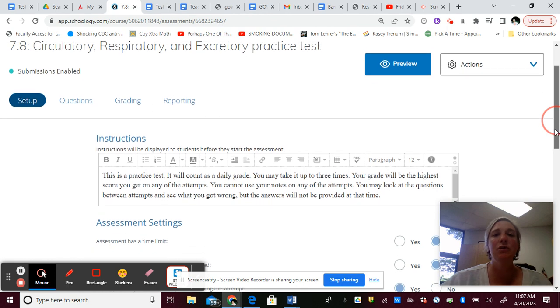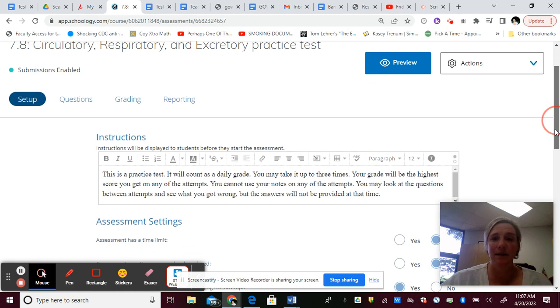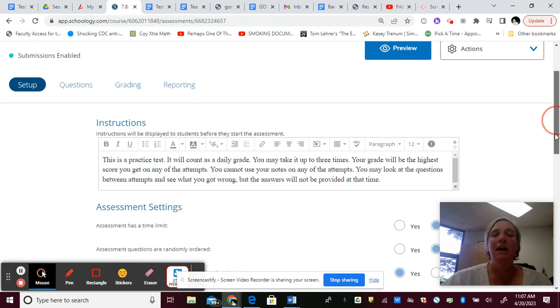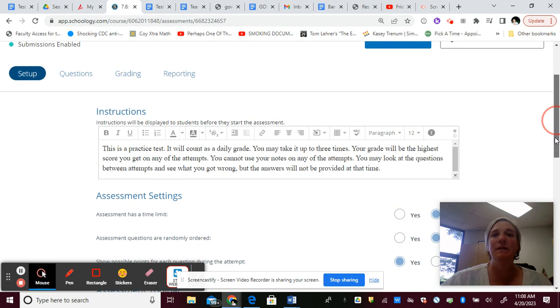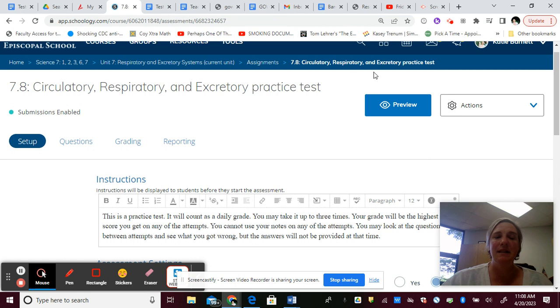You cannot use your notes. No notes. You may look at the questions between attempts and see what you got wrong, but the answers are not going to be provided. So up to 3 times. You take it one time, I would definitely study it. You may not write the answers down for the second attempt. This is a daily grade. That is dishonest. You're not allowed to do that. And you're not allowed to use notes. You can take it up to 3 times.